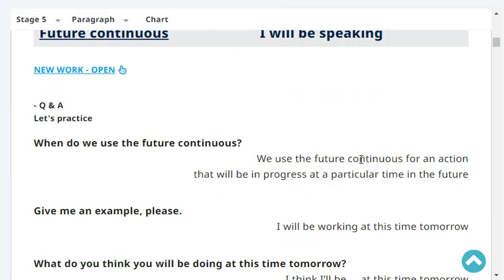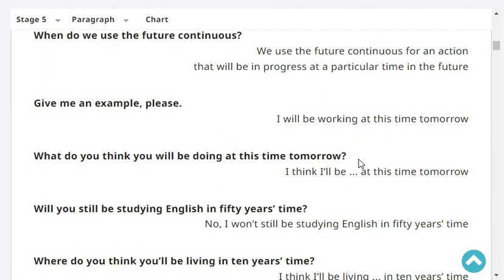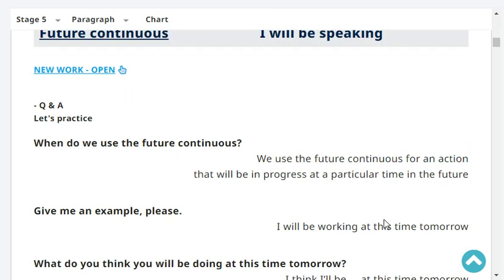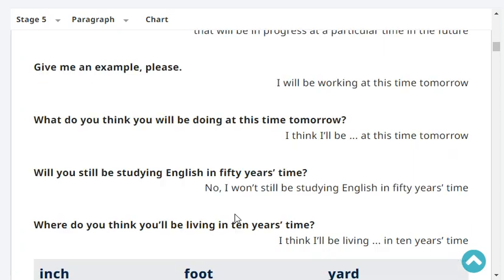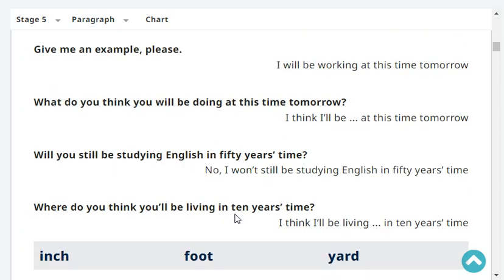Ready? Okay, here we go. When do we use the future continuous? We use the future continuous for an action that will be in progress at a particular time in the future. Give me an example, please.